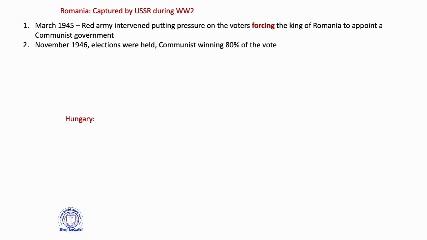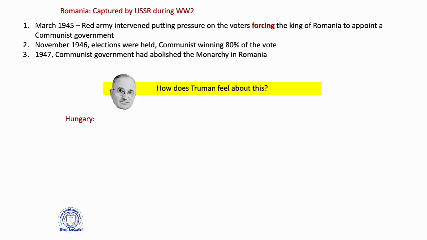In November, so we've had a lot going on by 1946. It's been over a year, 18 months near enough, since that new government was put in place. They have elections again, and the communists won 80% of the vote in Romania. Now, you might think that they've done well. Chances are there was a little bit of pressure on there, a little bit of influencing, shall we say. All right, so then by 1947, a new communist government had abolished the monarchy in Romania.